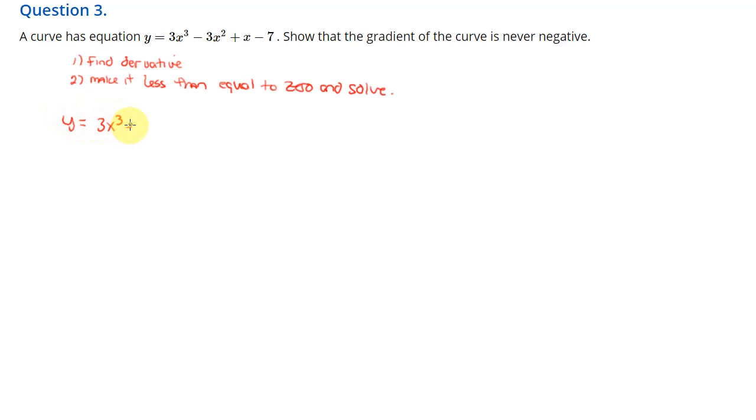So let's start with the original: 3x to the third minus 3x squared plus x minus 7. We're going to use the power rule to find the derivative, which means we're going to bring each exponent, multiply it by the coefficient, and lower the exponent by 1. That gives us 9x squared minus 6x plus 1. Now we're going to make this greater than or equal to 0. See if I do this right. Yeah, I do. And this is a quadratic inequality.